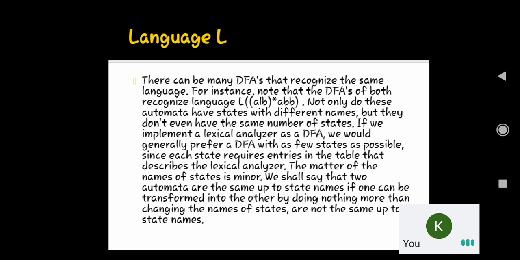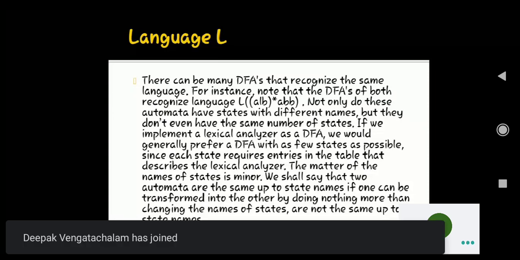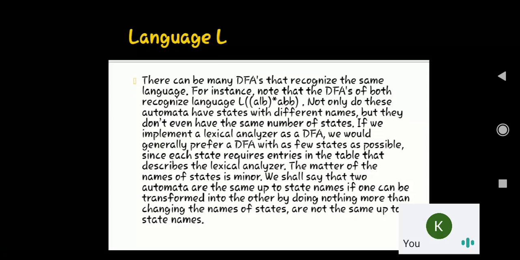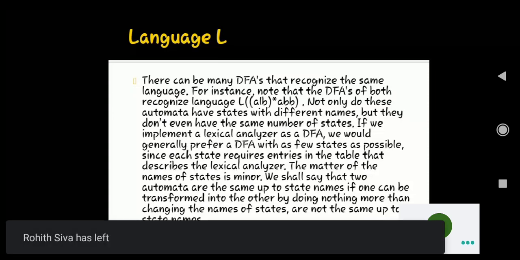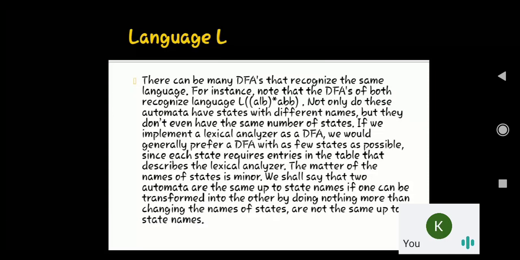So this is the flow. You have a regular expression. From the regular expression we are going to construct a DFA, and you have the possibility of constructing more than one DFA. For example, for this particular regular expression we construct two DFAs. One DFA has a total of 5 states, and another DFA has a total of 4 states. So we have only one state difference.